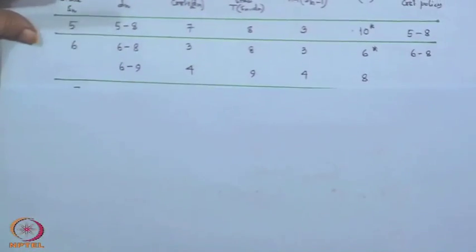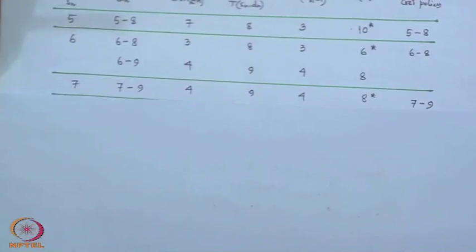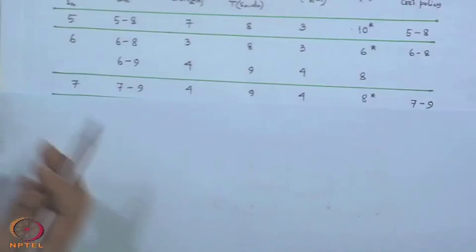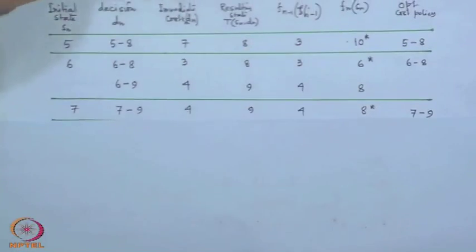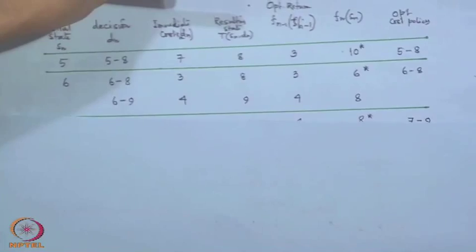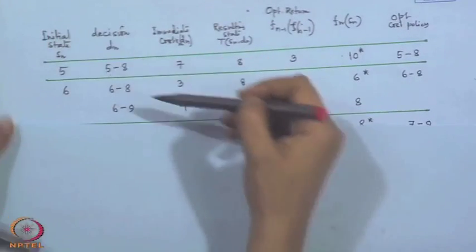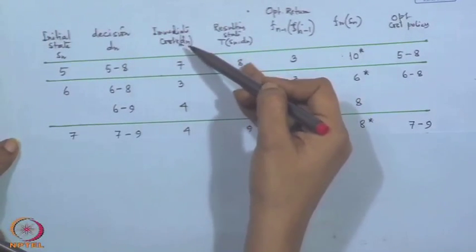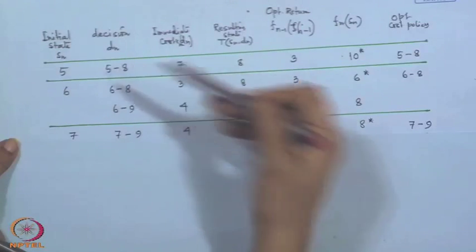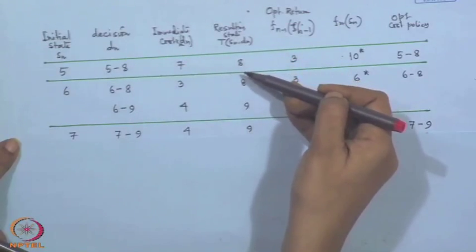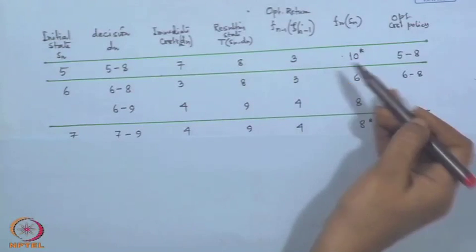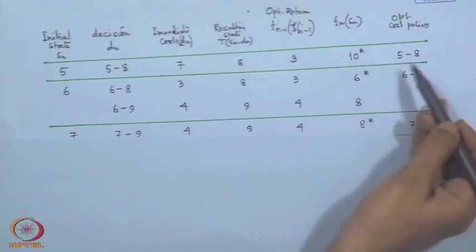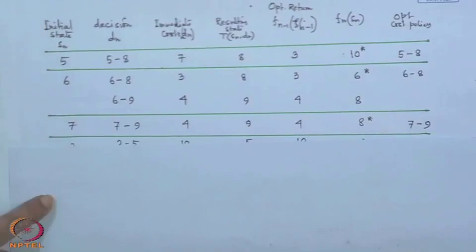I have written the alternatives 5, 6, 7, that is for stage 2 here. These are the headings for it: initial state, the decisions, immediate cost we have to incur for that decision, and what is the resulting state, what was the optimal return in the previous stage, and the functional value. Accordingly we will take the decision, that is the thing.